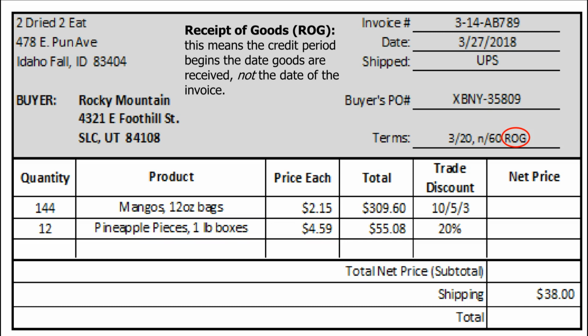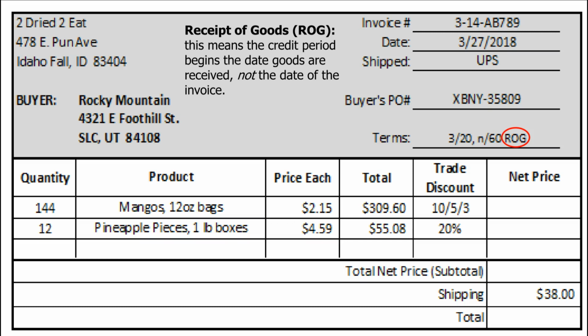And so the date of the invoice is not what we'll do our calculating on this time. We're going to look at receipt of goods. When did they actually arrive? And this is just some terms that are used sometimes. So ROG, receipt of goods. This is one of those things that would be great to put on a note card to help you remember.